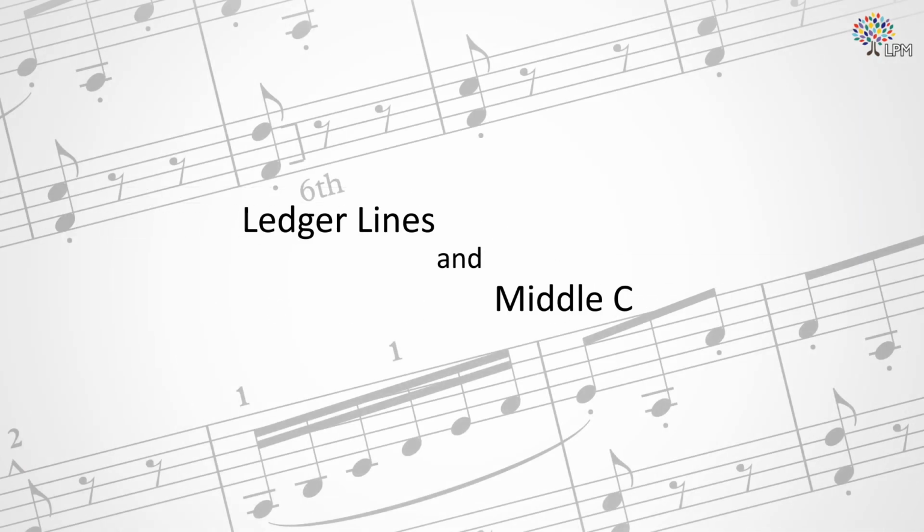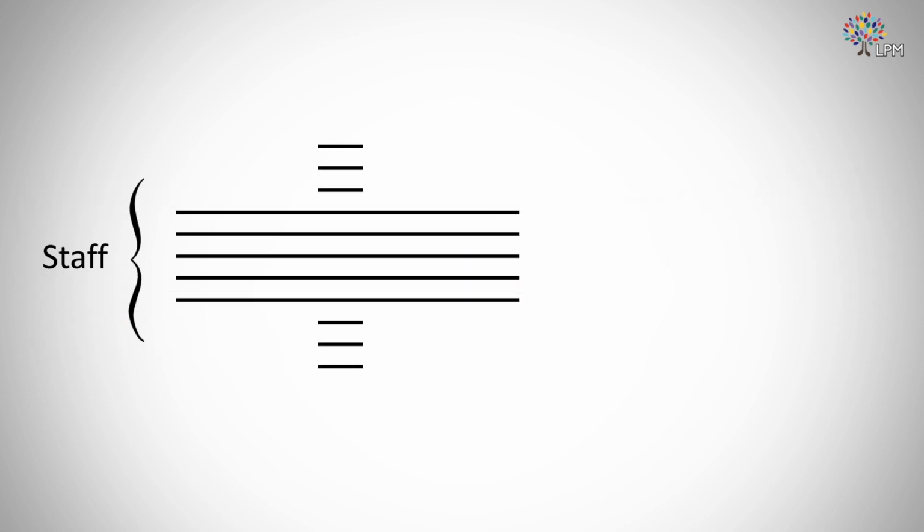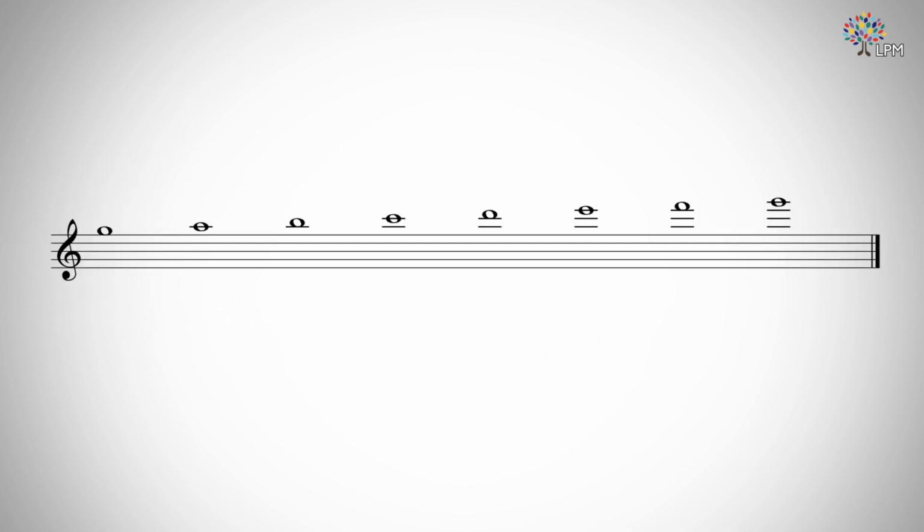Ledger lines and middle C. As you may have noticed earlier in this lesson, not every note on the piano fits into the lines and spaces of the grand staff. In order to expand the range of each staff, we use small extra lines called ledger lines. These work the same way as the standard lines and spaces do. They simply continue the progression of letter names represented by each consecutive line and space. Here's an illustration starting from G on top of the treble staff.